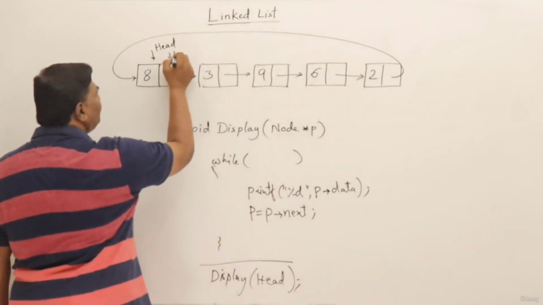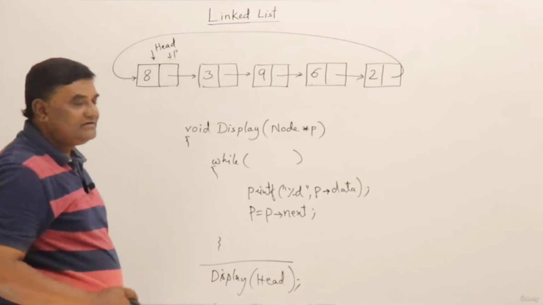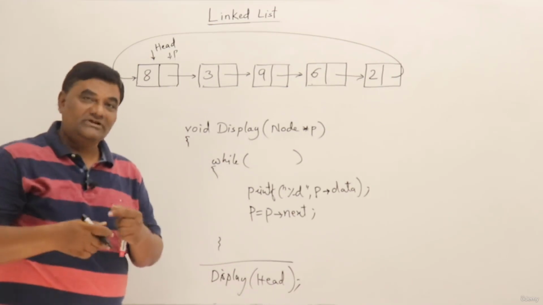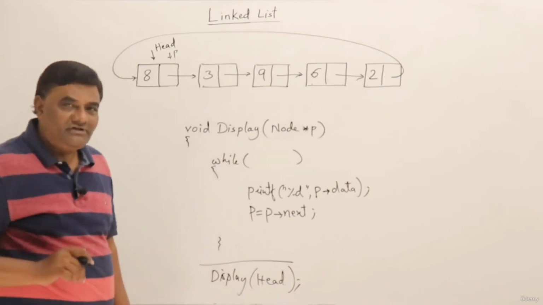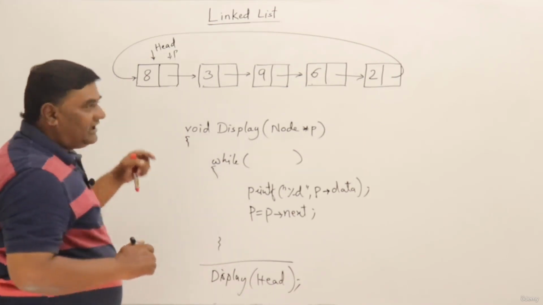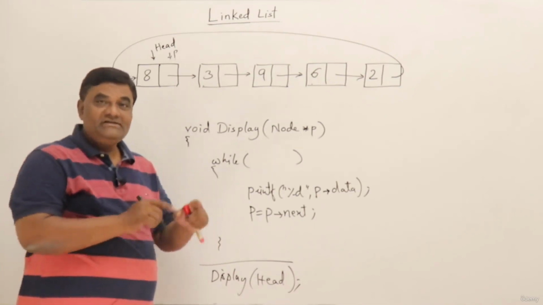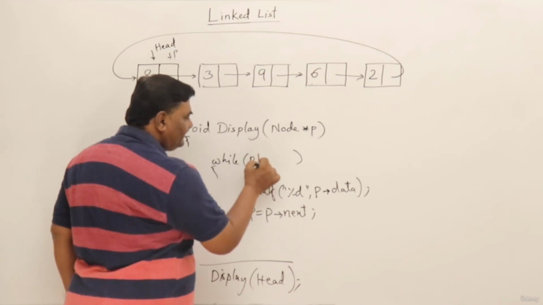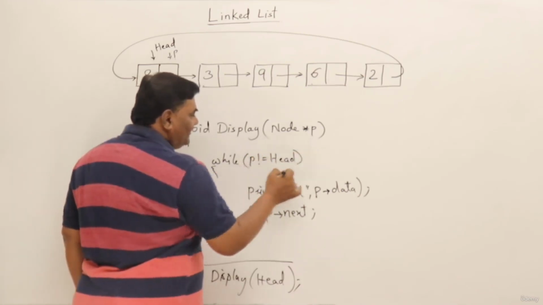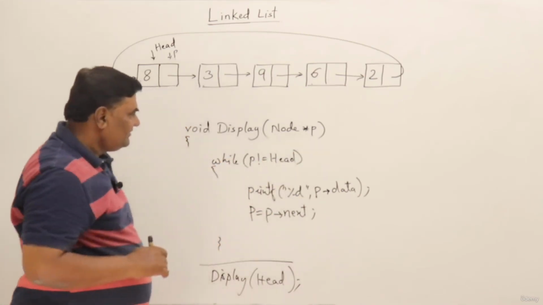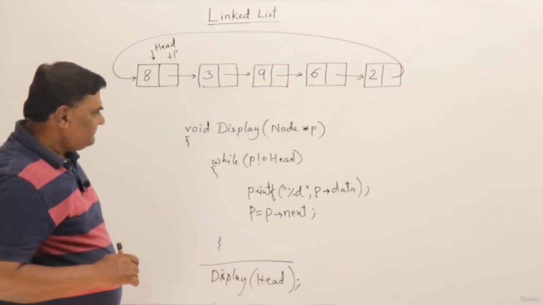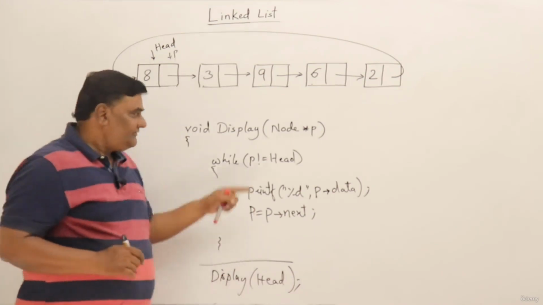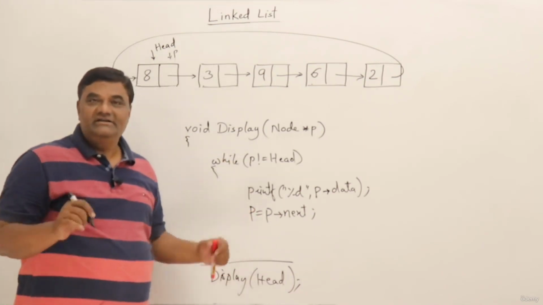We are back on head. So now we should not print. We should stop when it has reached head once again. So what condition I should write? So I should continue when P is not equal to head, while P is not equal to head. If I write this condition, the problem is first time only P is equal to head. So it will not enter at all. It will not print anything.